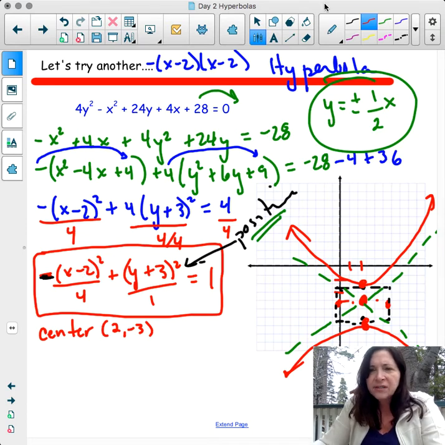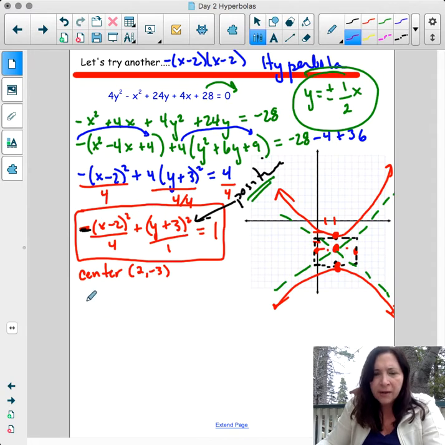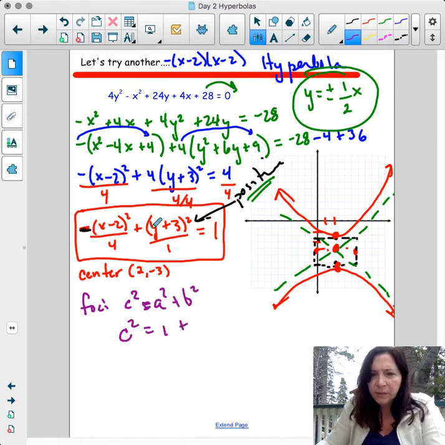So lastly, the only thing we still need to find are my focus points. So first I need to find my foci, and that's c squared equals a squared plus b squared. My a squared is my positive value, so that's going to be 1. So c squared is equal to 1 plus my b squared term, and that's going to be 4, which is 5. So c squared equals 5, so c equals the square root of 5.